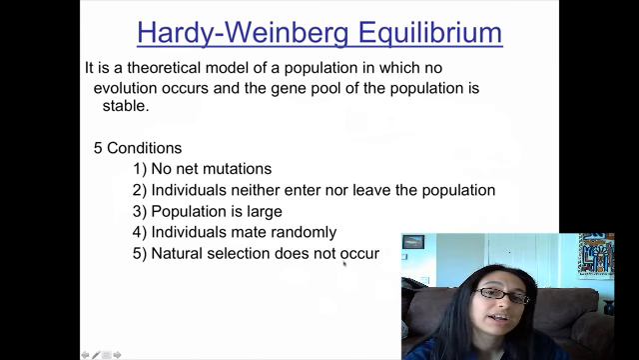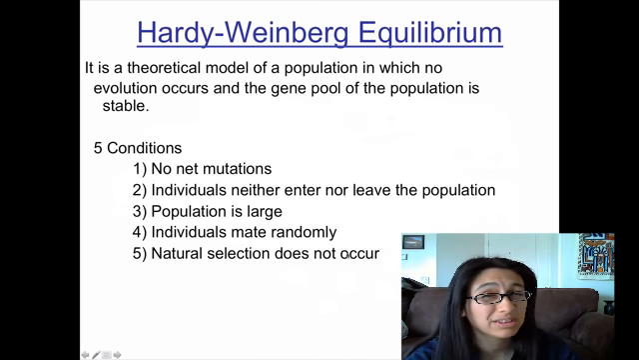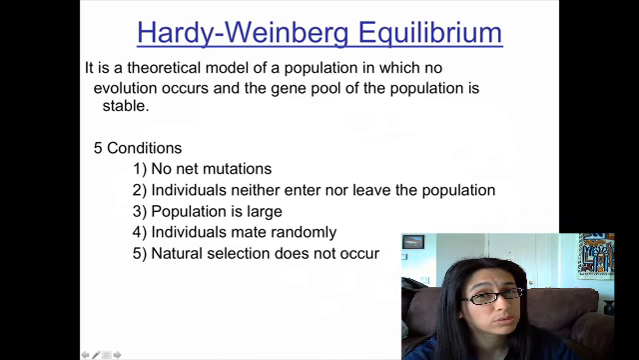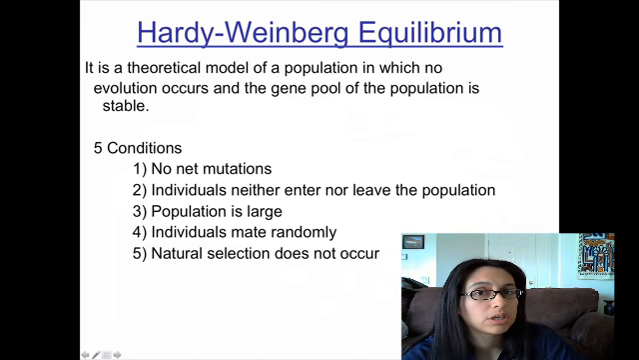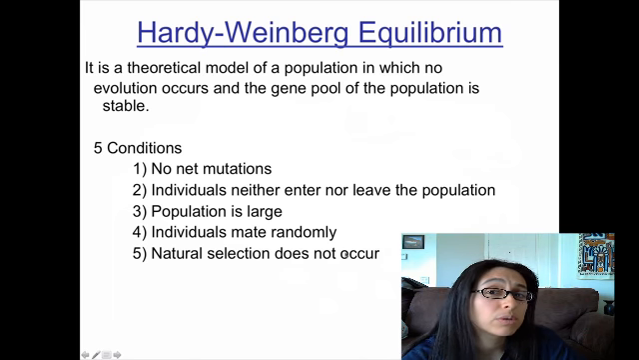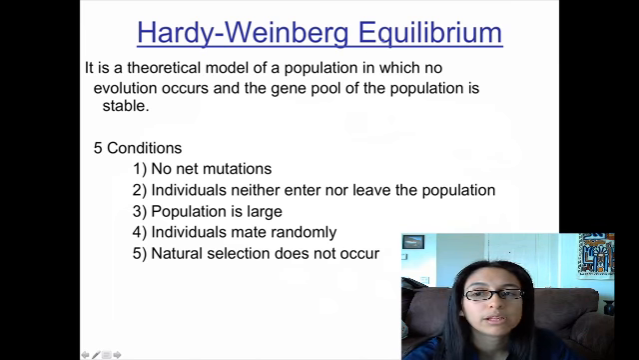And finally, there has to be no natural selection. What we've already seen with natural selection is that if the environment changes, individuals with the right traits survive, and that causes an overall change in the population. Well, that's change. In Hardy-Weinberg equilibrium, think of the equal part: equal stays the same. So in equilibrium you can't have any natural selection occurring.